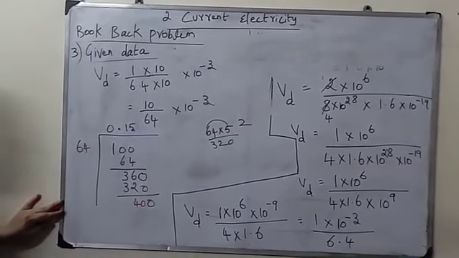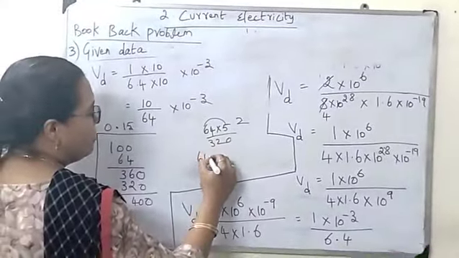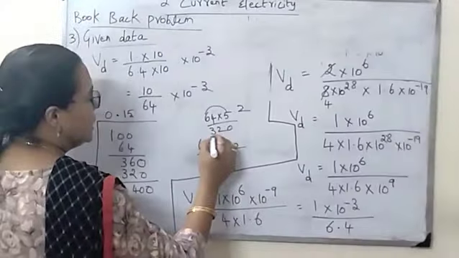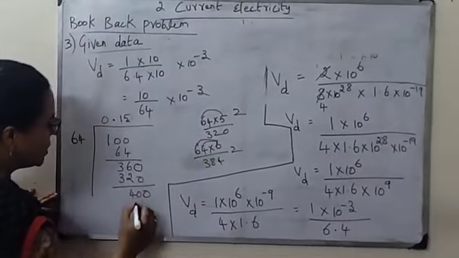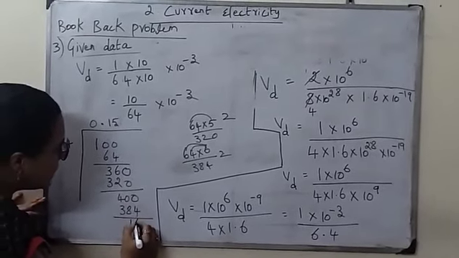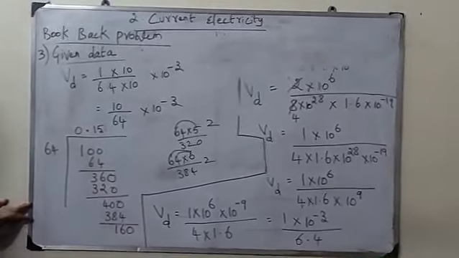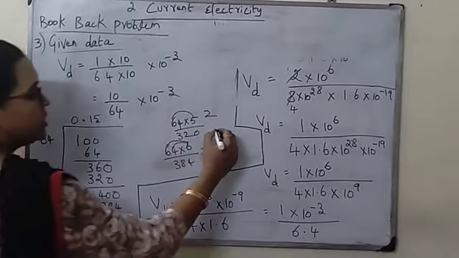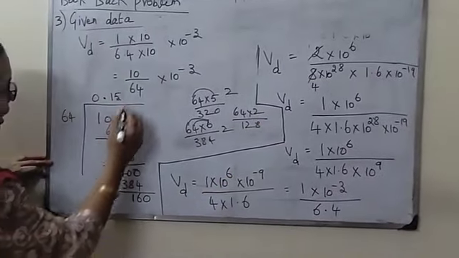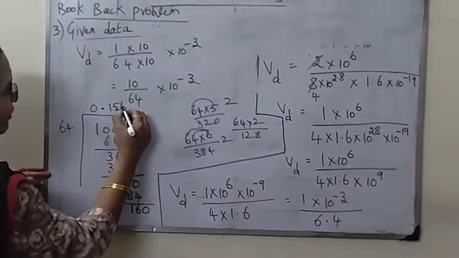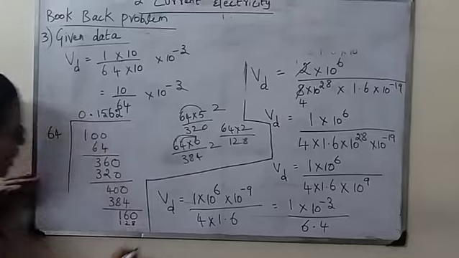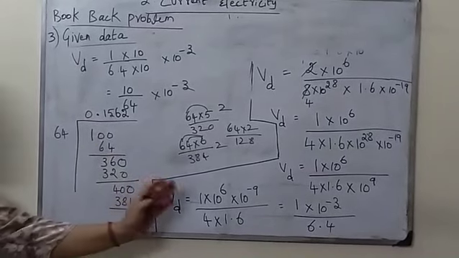Again put one more 0. 400. Shall we try with the next number 6? 64 into 6: 6 4s are 24, remainder 2, 6 6s are 36 plus 2, 38. Yeah, 384. Now we have the balance as 16. Then put one more 0. I think we can try with 2. 64 into 2: 4 2s are 8, 6 2s are 12, 128. So 2 times we got 128. We can stop up to this because we keep getting a remainder.